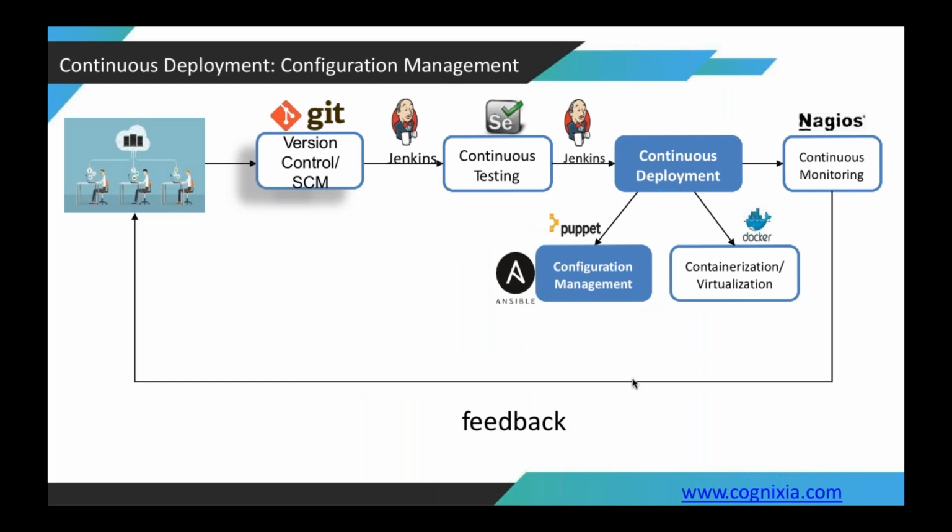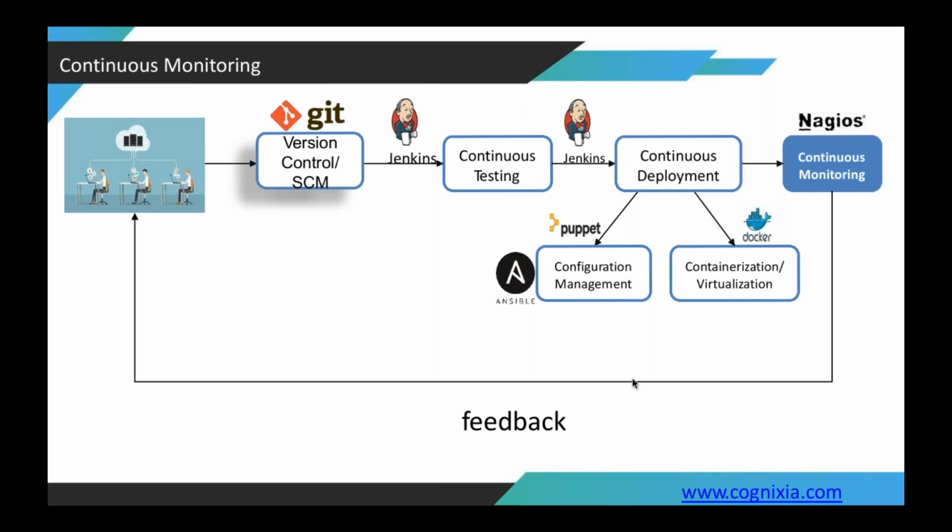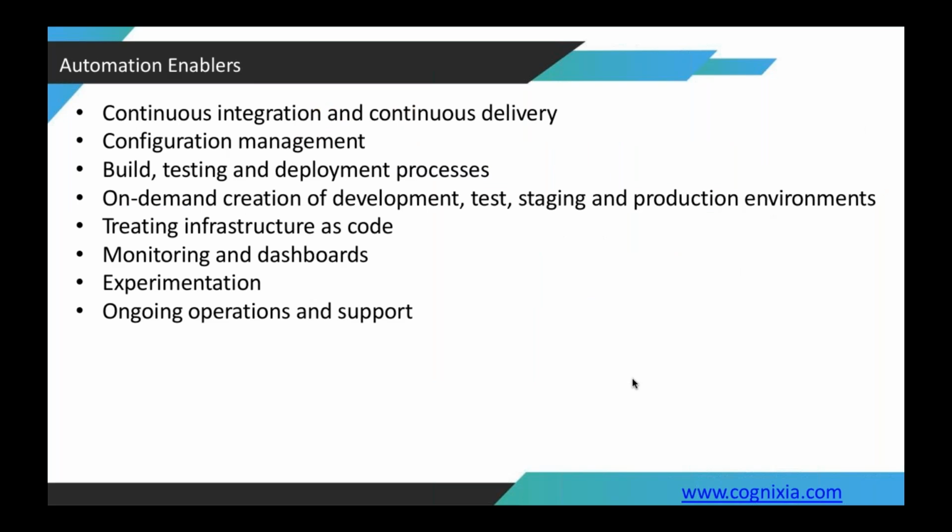So we were here. You can do the deployments using Ansible or Puppet, and then you can deploy on the containers using Docker. And lastly, you can monitor whether you are deploying through configuration management on the EC2 instances, or you are deploying on Docker. You can monitor through Nagios, and it will provide feedback. So these are all the automation enablers, like your monitoring tool, testing tool.